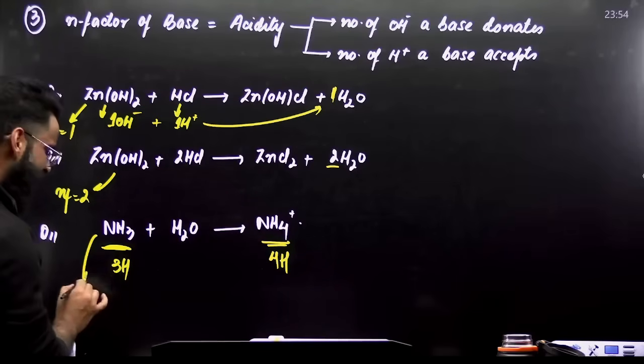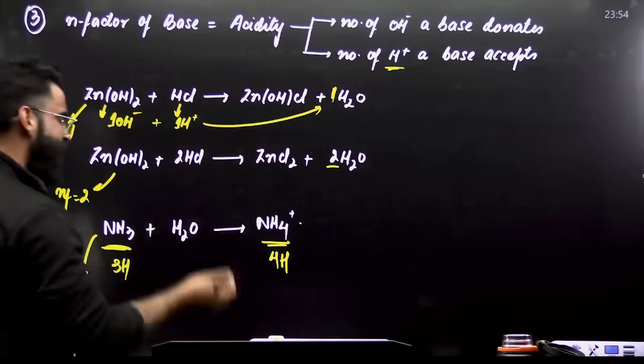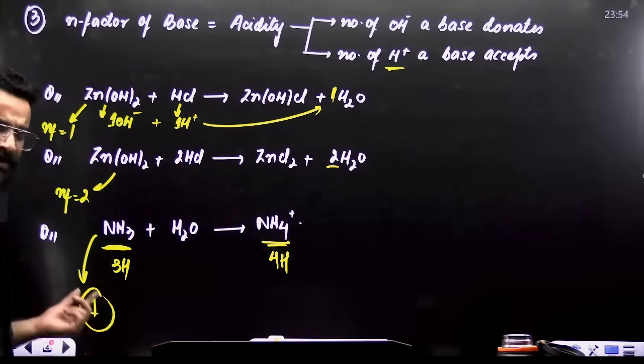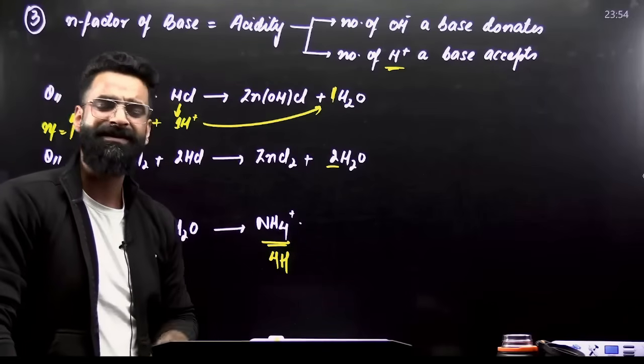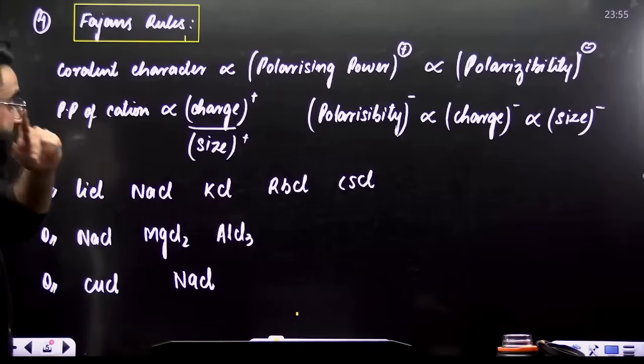Yes. And the number of H positives a base accepts defines its acidity. And whatever is the acidity of the base, that's what you call its N factor. So its N factor is 1. If you got the N factor of these bases, you can calculate their equivalent masses. Molar mass divided by N factor. Simple. Next one is Fajan's rules.